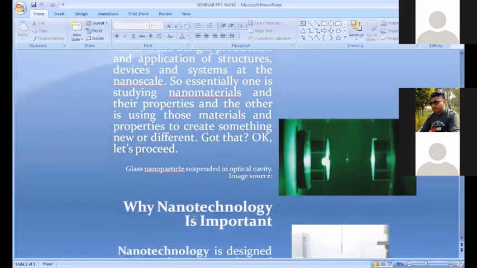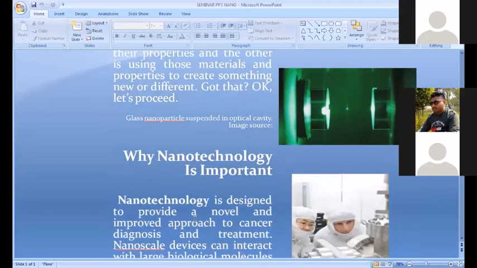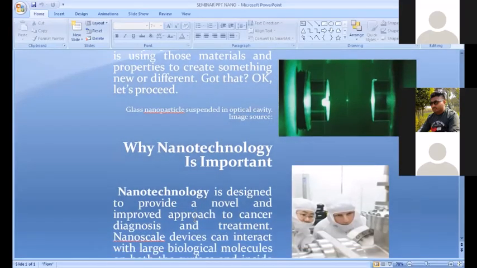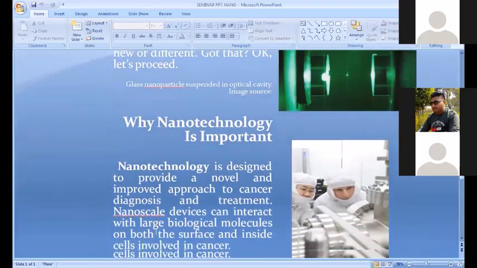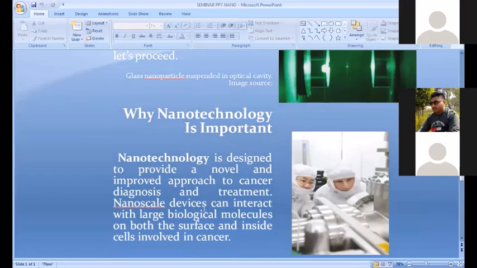Why is nanotechnology important? Nanotechnology is designed to provide a novel and improved approach to cancer diagnosis and treatment. Nanoscale devices can intersect with large biological molecules on both the surface and inside cells involved in cancer.